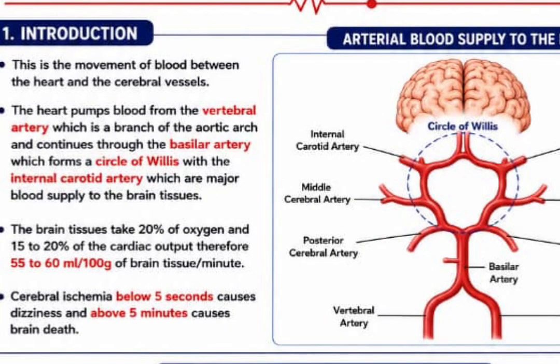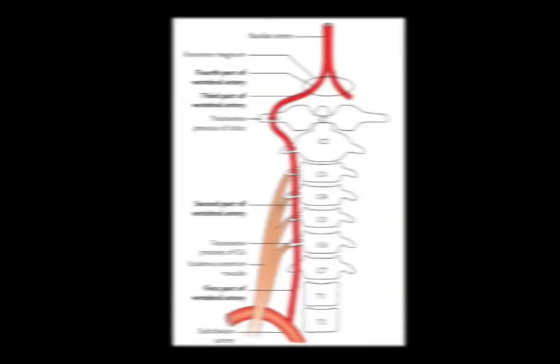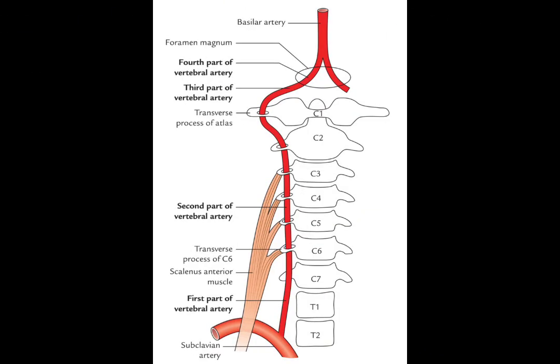The vertebral artery is a branch of the subclavian artery, while the internal carotid artery is a branch of the common carotid artery. Now go watch my video on the circle of Willis. It's in my neuroanatomy playlist, so watch it, and when you understand it, you will know what I'm talking about. In the circle of Willis, the vertebral artery is the first part. The vertebral artery arises from the first part of the subclavian artery.